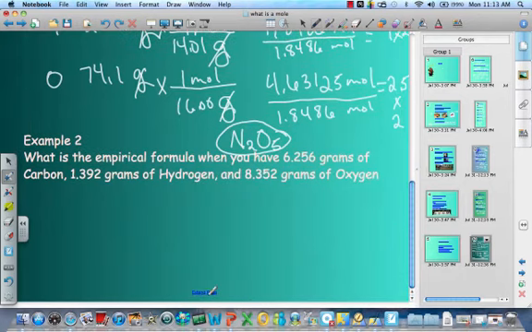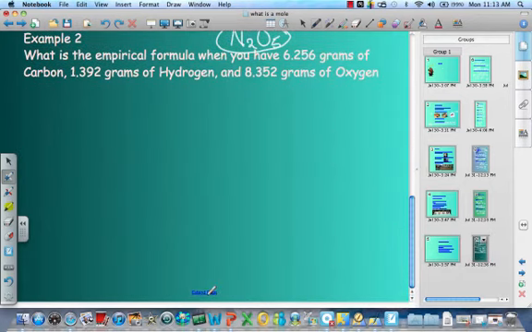Alright, so what is the empirical formula when you have 6.256 grams of carbon, 1.392 grams of hydrogen, and 8.352 grams of oxygen? Alright, my first step is go from percent to mass. And some of you will probably say, well, I don't have a percentage. That's okay. You have a mass. It says go to mass. So you're done. You don't have to do that first step because you already have your number of grams.